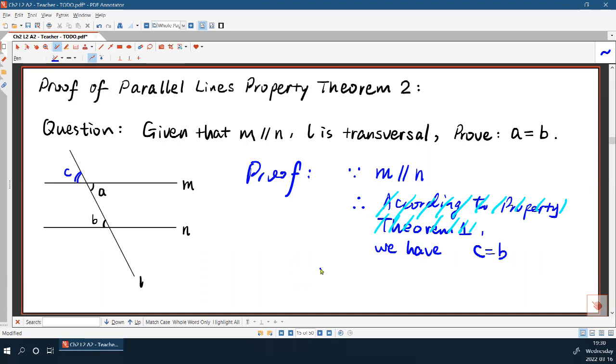And also, because C equals A, right? Because C and A are vertical angles. Vertical angles are equal. Therefore, because we have C equals B and C equals A, therefore we have A equals B, right? Therefore, the proof is complete. Do you understand? And as you can see here, as long as we have proved property theorem 1, the following properties are not very difficult to prove, right?